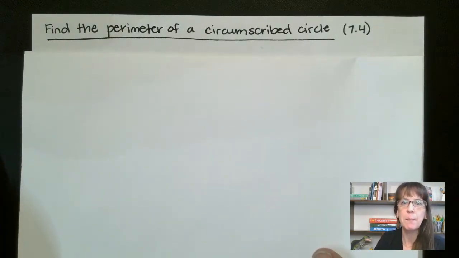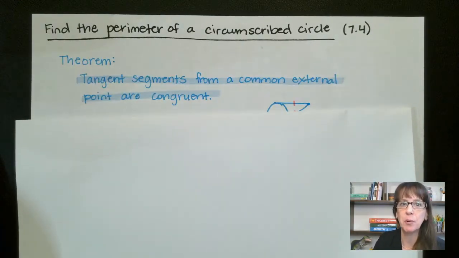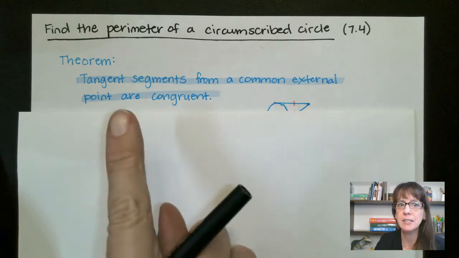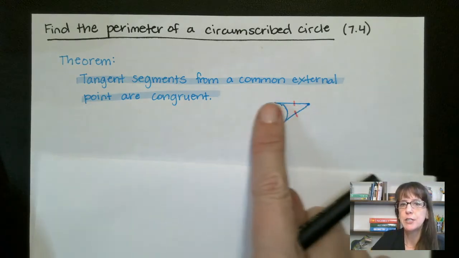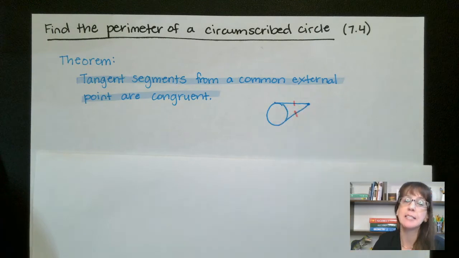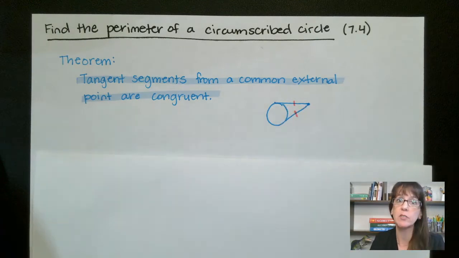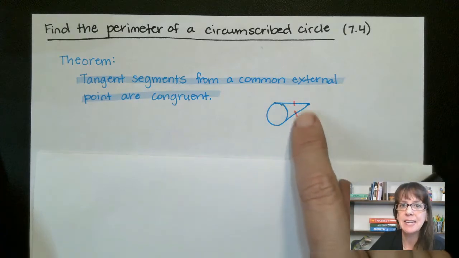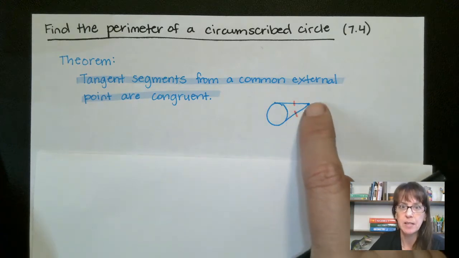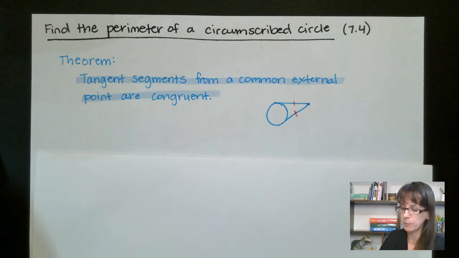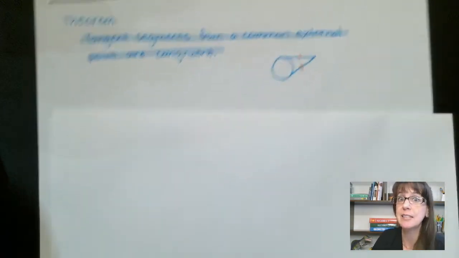Now, remember about tangent lines, this is really important. Tangent segments from a common external point are going to be congruent. So if I tell you that these are both tangent lines, meaning that they touch only one spot on the circle and they make a 90-degree angle with the radius, then these segments are going to be congruent, because they're touching the same spot out here. So keep that in mind as we work on these polygons.